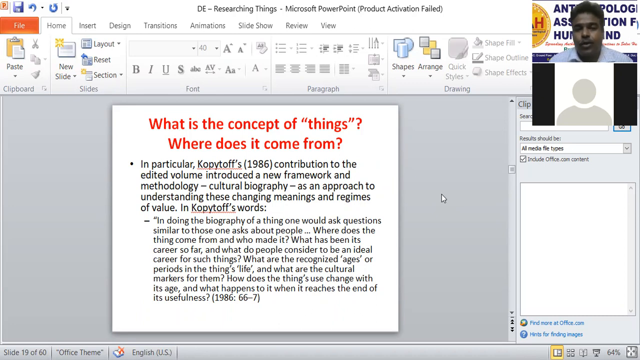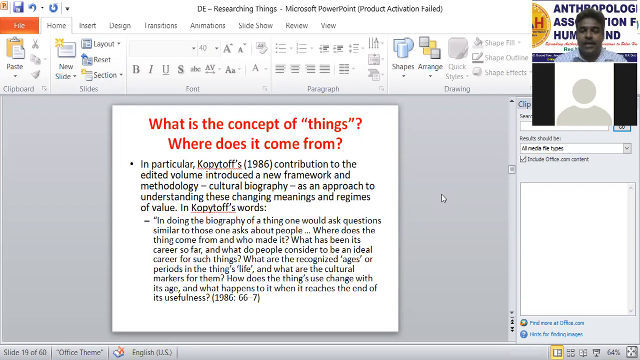In particular, Kopytoff's contribution to the edited volume introduced a new framework and methodology, cultural biography, as an approach to understanding these changing meanings and regimes of value.